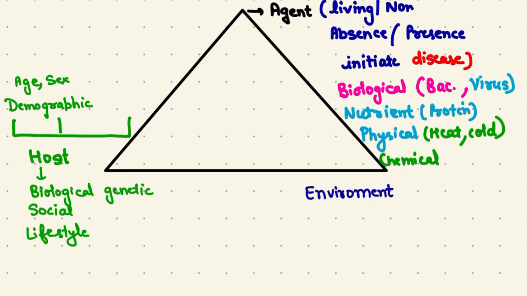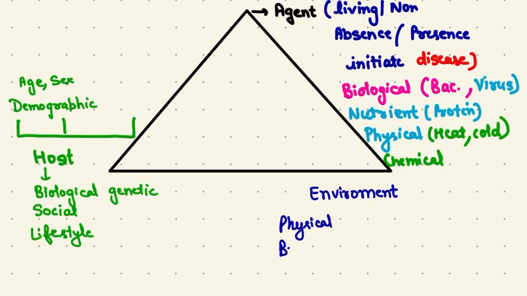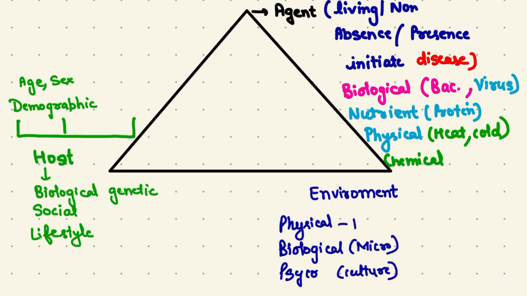Environment में हमारे पास physical, biological and psychosocial environment आता है. Psychosocial includes culture, mosquitoes and flies come in biological, and air and water come in physical. Time includes the incubation period of a particular disease.